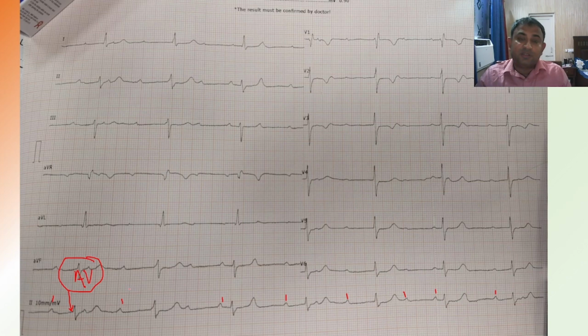If some sub-Hisian pacemaker would have taken over, I would have considered the rhythm very unstable and it would have led to a very large QRS complex. The pattern must have looked like this.